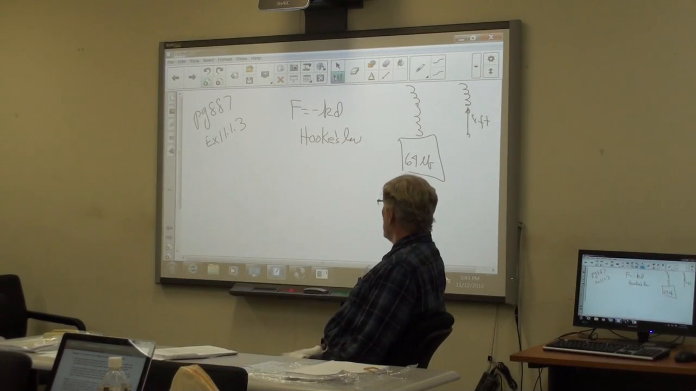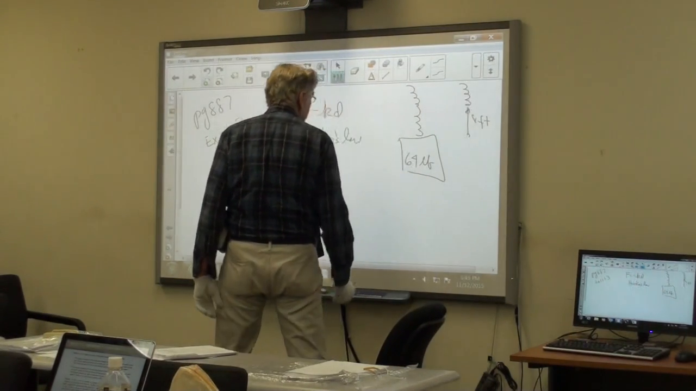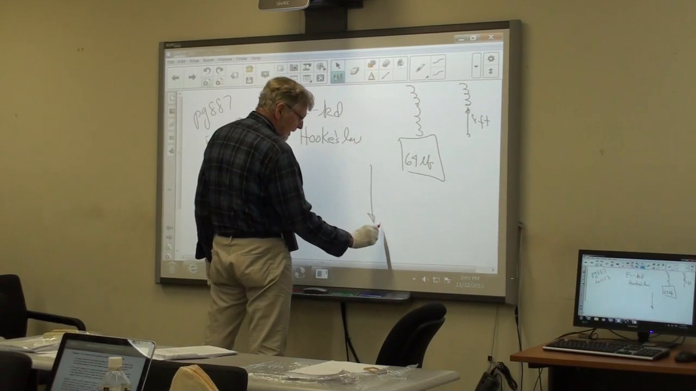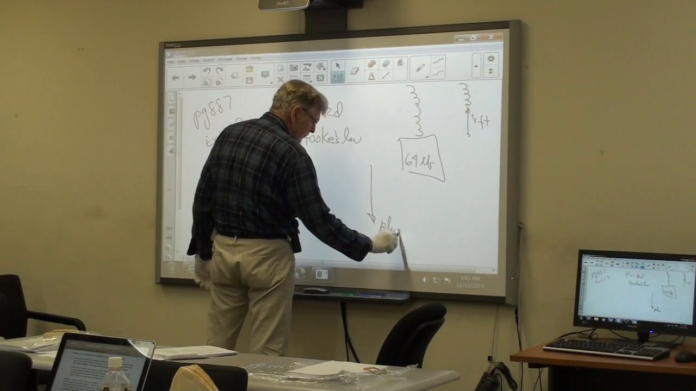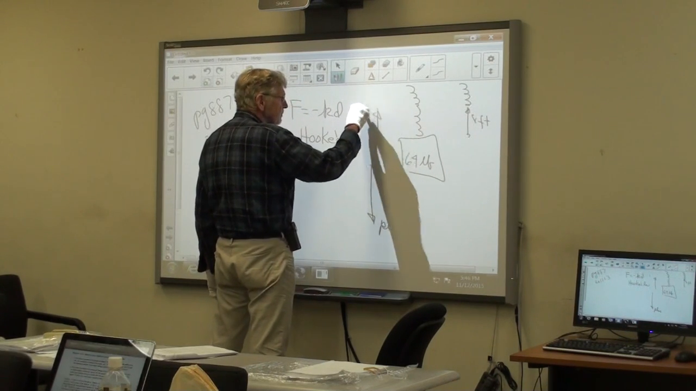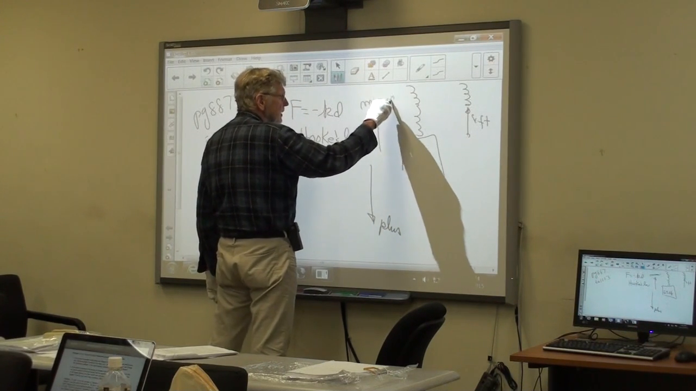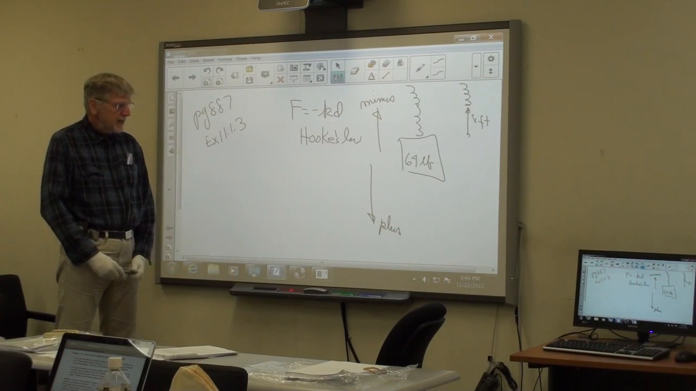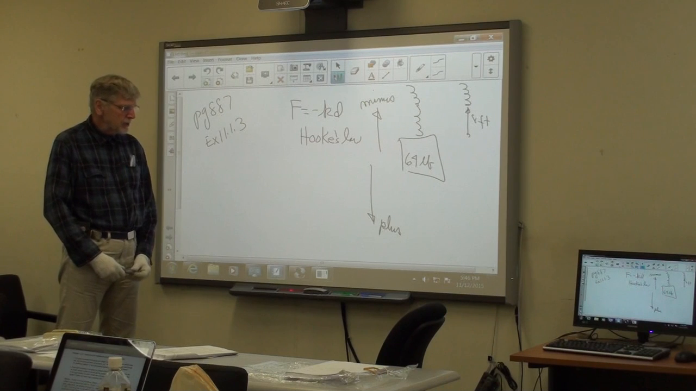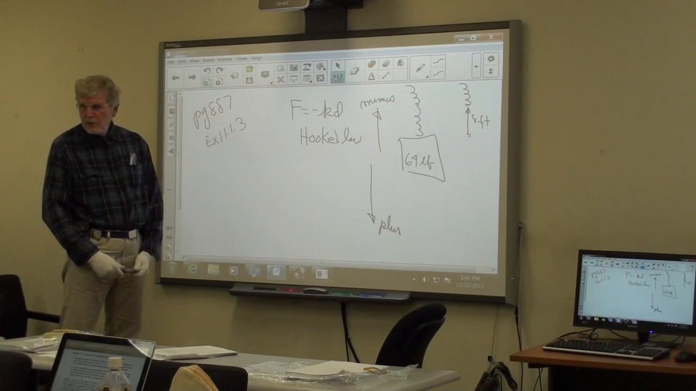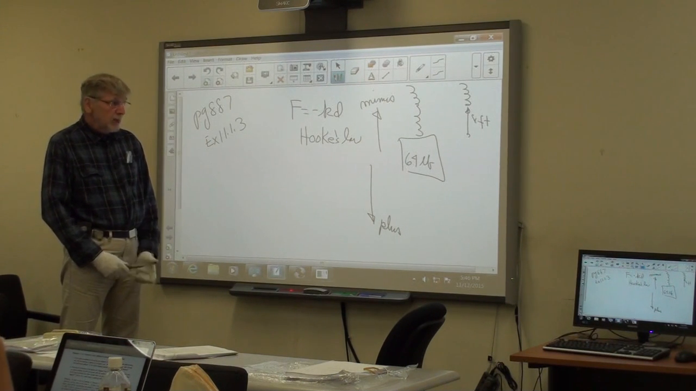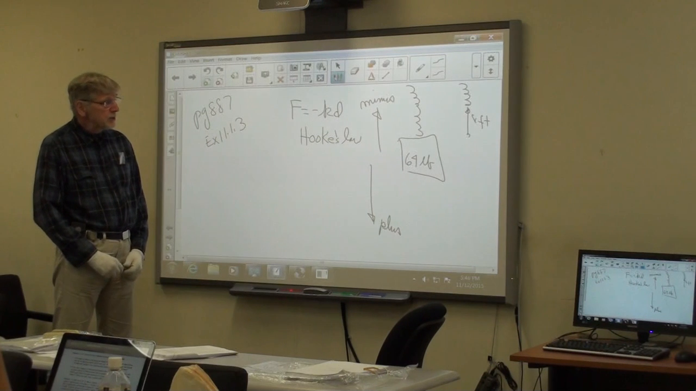Okay, now we will get our coordinate system straight, and it's not the one that you would expect. Down is plus, and up is minus. The author chose this coordinate system, not myself. The reason he's calling down plus is because that's the direction gravity pulls. So he's defining that to be plus, and he can define it any way he wants.